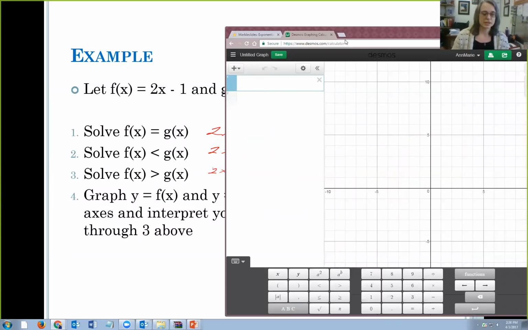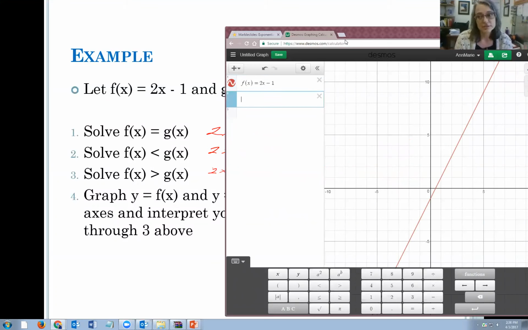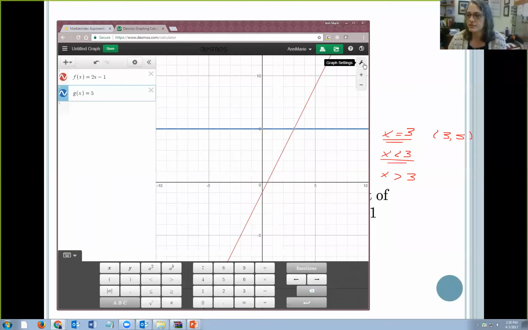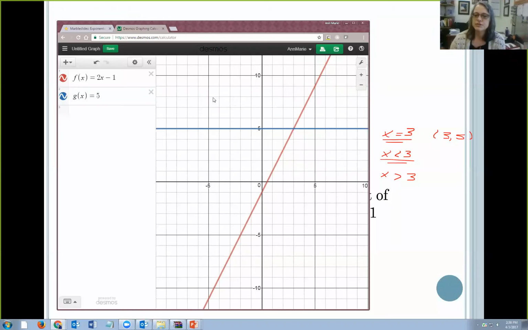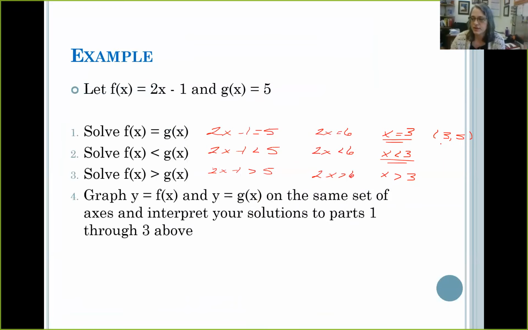okay, let's just do this. On Desmos, we can type f of x is equal to 2x minus 1. It's exactly what we expect. And now we can type g of x is equal to 5. And so we've got our two curves here, right? The solution to f of x equals g of x is this point right here. It is a single point. It is the point (3, 5).